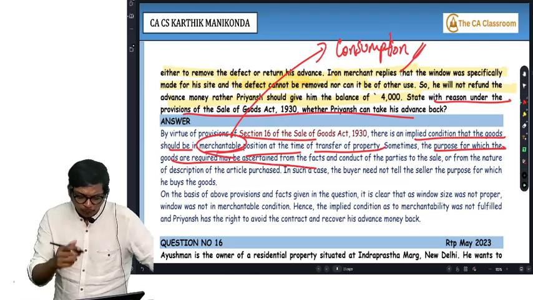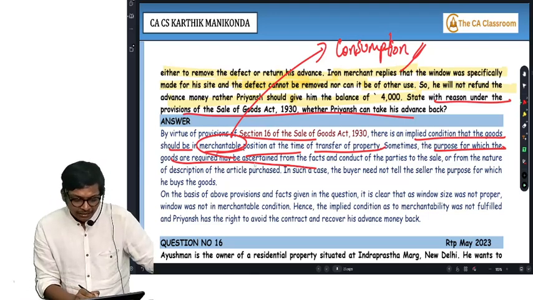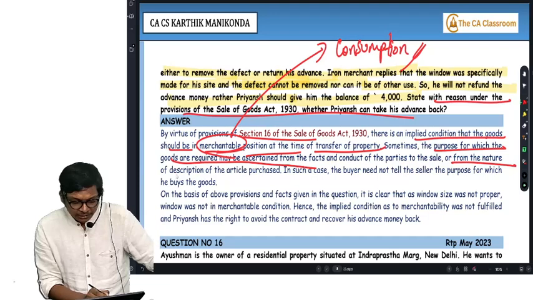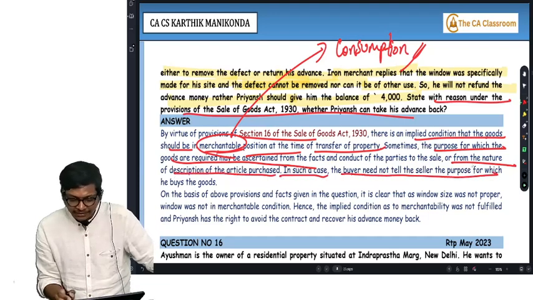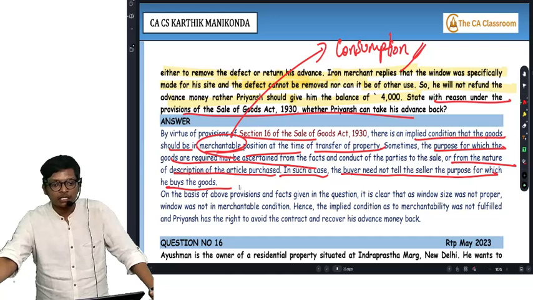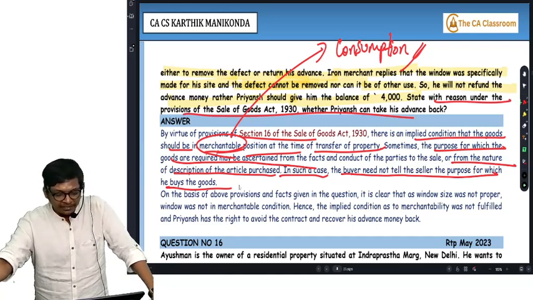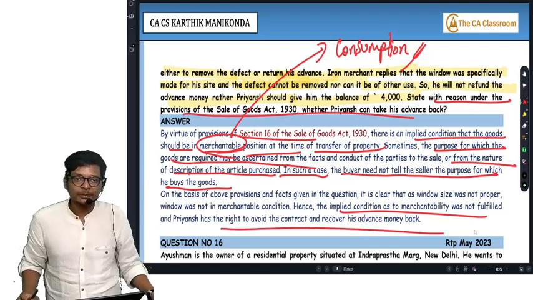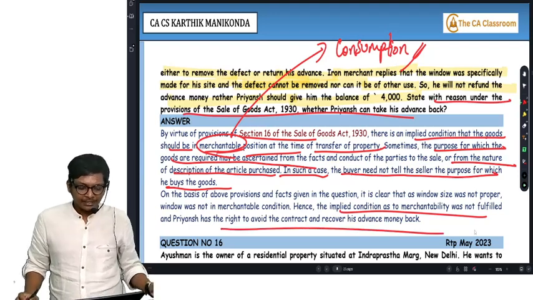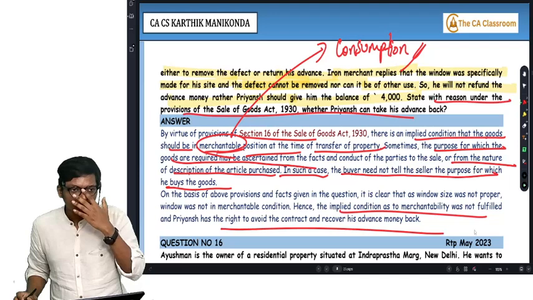Yeah, here, both points are coming here, look at this. Ascertained and sale by description. In such a case, the buyer need not tell the seller the purpose for which he is buying the goods. Quality or fitness will come. On the above basis, it is not merchantable, so the money has to be given back. Merchantable generally comes for food, even other things.